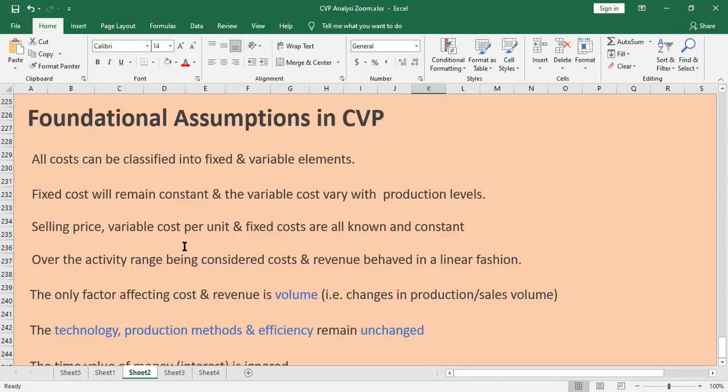right? And the fourth one is, over the activity range being considered, the cost and revenue behavior is in linear fashion. But sometimes this is not the case. Sometimes the relationship between cost and volume will not always be linear. Sometimes you may get a curvilinear relationship also. So that is another assumption.